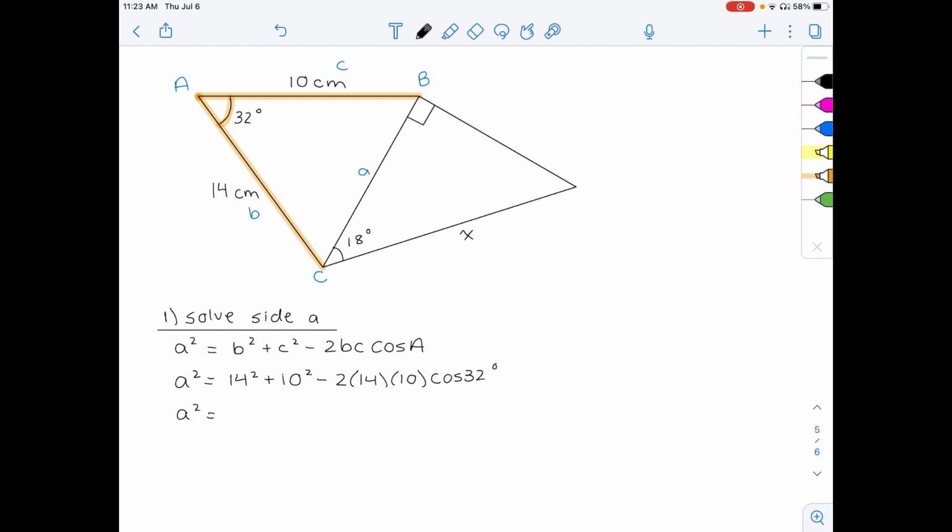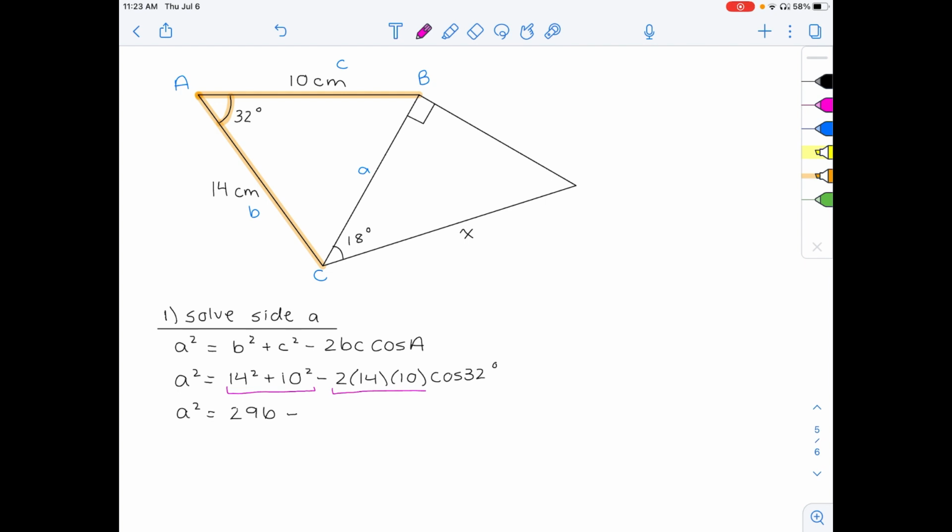Now I'm just going to simplify a bit. I'm going to do a few steps in one. I'm going to first do this 14 squared plus 10 squared, which gives me 296. If you would rather do that in two separate steps, that's fine. You can do 14 squared is 196 and then add 10 squared, which is 100. Then I am going to do this step. I'm doing 2, positive 2, times 14 times 10, and that gives me 280, and that is multiplied by cosine of 32 degrees.